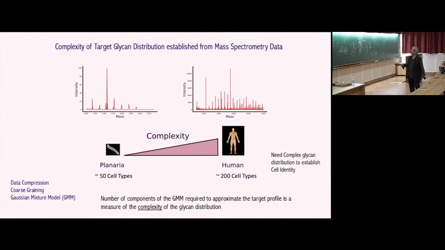The quantitative way to define complexity is by doing a coarse graining of this data and using something called a Gaussian mixture model, which is just fitting these models with a finite set of Gaussians.